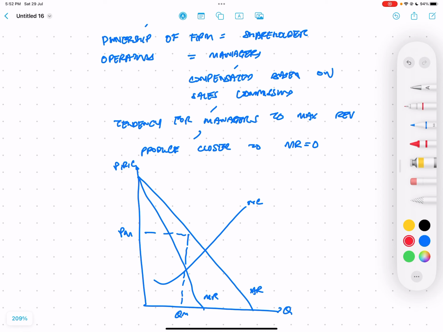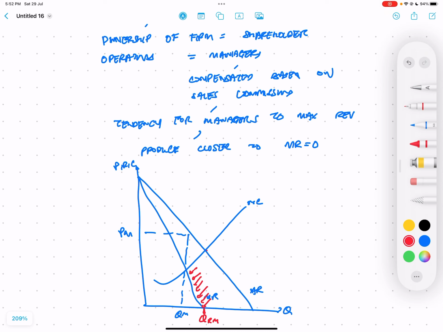You're supposed to be producing here, but then you don't, right? You want to continue, because if you are at QM, the next unit is still adding to your revenue. Can you see? Because the MR line, the Y coordinate, is still above 0. So if you are producing at QM, why are you stopping? You can produce the next unit and still earn more revenue. And so there's an incentive to keep producing more and more to earn more revenue. So you go down and down, you keep producing because the MR is still positive, you're still adding to revenue. So you keep adding up to here where MR equals 0, and then you stop. So this is the Q revenue max quantity, right?